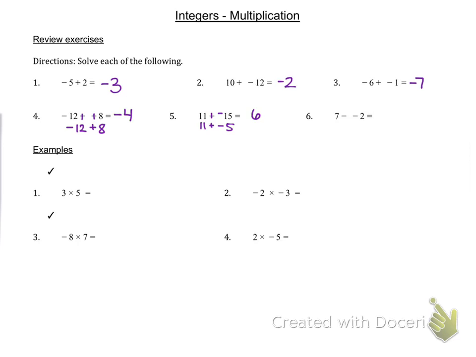Number 6, 7 minus a negative 2. I'm going to do click, click, which is 7 plus 2, which is equal to 9.